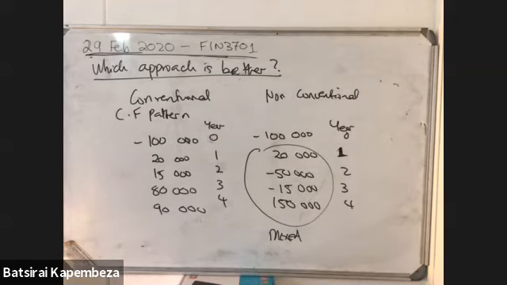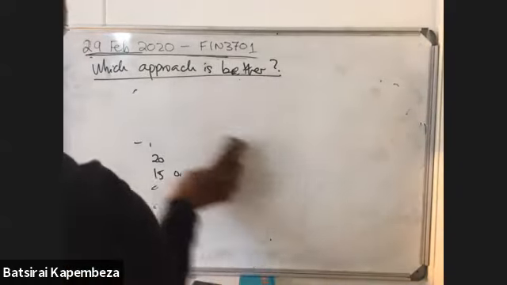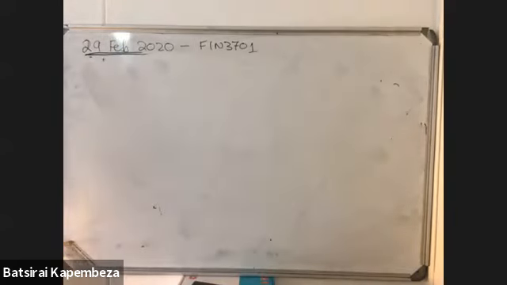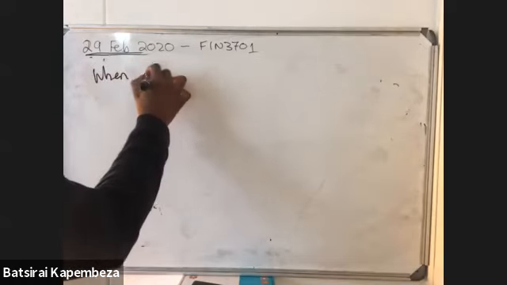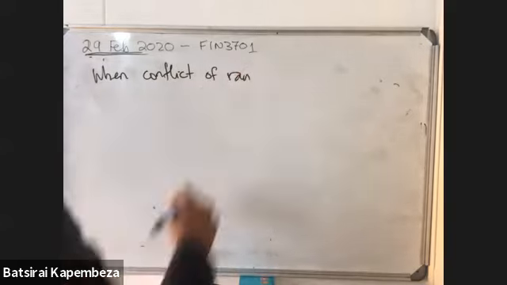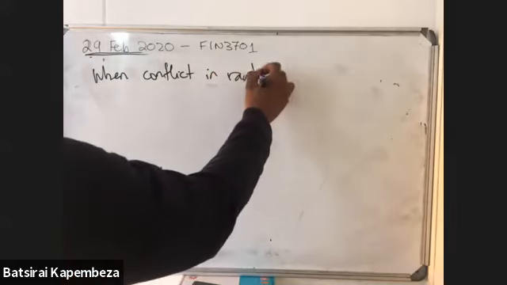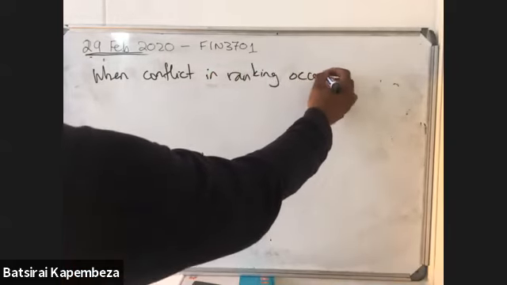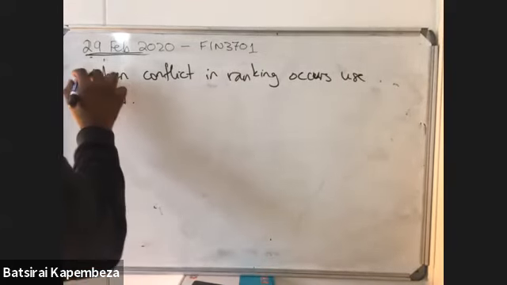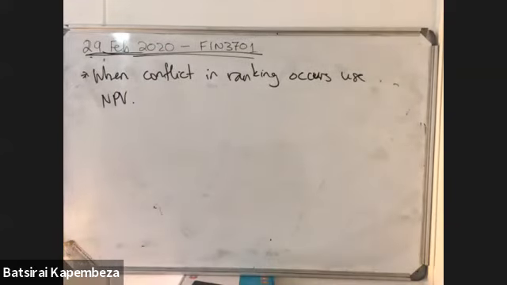In conclusion, when these two approaches give you different answers, you should always use the NPV. When a conflict in ranking occurs, use NPV. NPV is superior to the IRR because it's giving us the money that a project adds to the company.